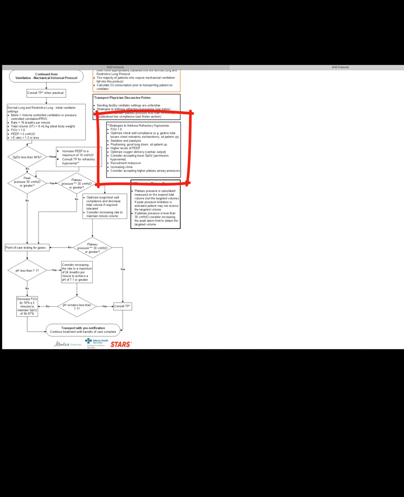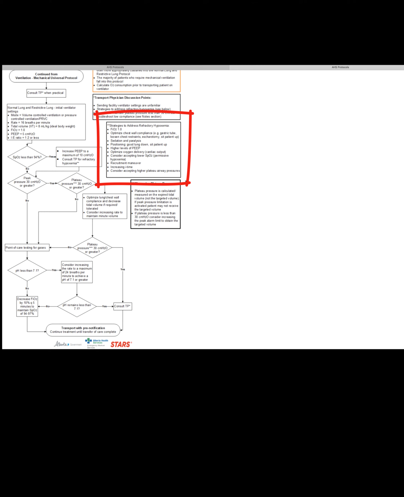And then the final point is consider accepting higher plateau airway pressures. So let's lay out another example for this. That same patient that we described earlier, but now the SATs are 76% and their lactate is 9 and they're really sick, but they've got a decent blood pressure.